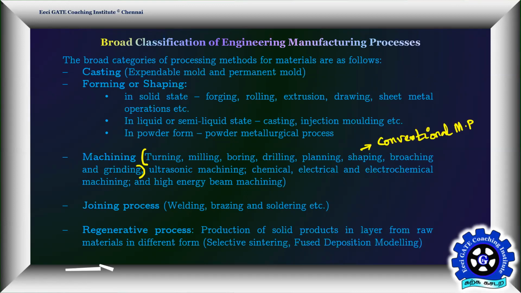Let me change the color. From here to here, these are non-traditional or unconventional manufacturing processes, NTMP they call. These are non-conventional machining processes. Now we'll be discussing conventional first and non-conventional second. In non-conventional, we have ultrasonic, chemical machining, electrical, electrochemical, and high energy beam machining. I'll be clearly explaining the difference between conventional and unconventional machining processes. Sometimes you can call conventional as traditional.